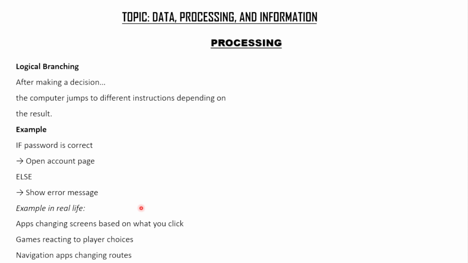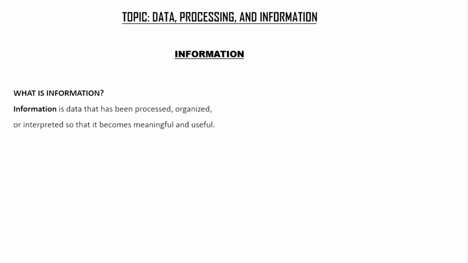So that's exactly what processing is about, right? Okay. So now we understand what data is, and we also understand processing. But what happens after this has been processed? That process result is what we call information, right? Information is simply processed data that now has meaning.